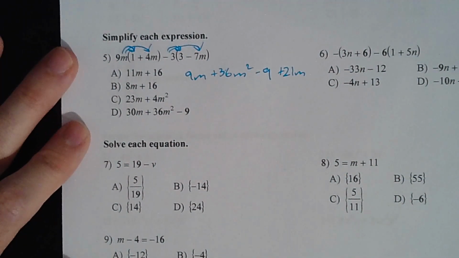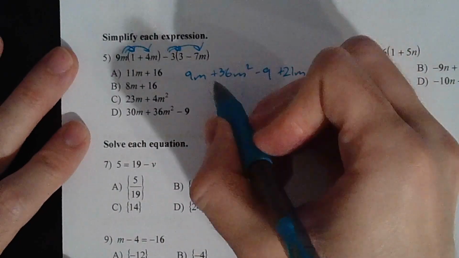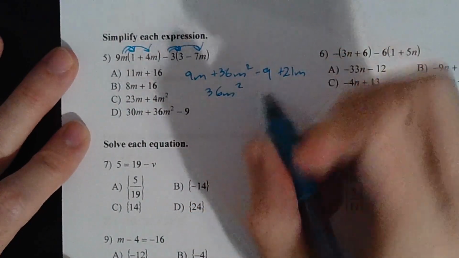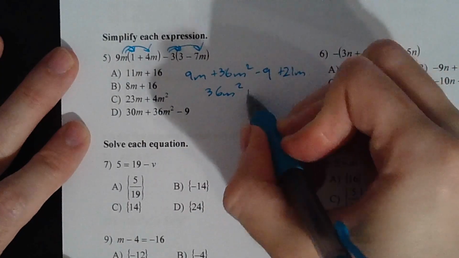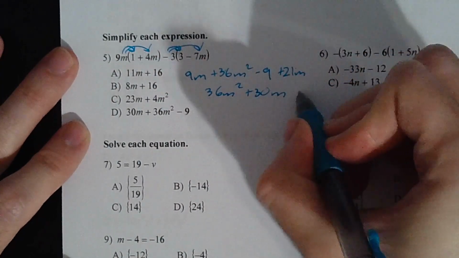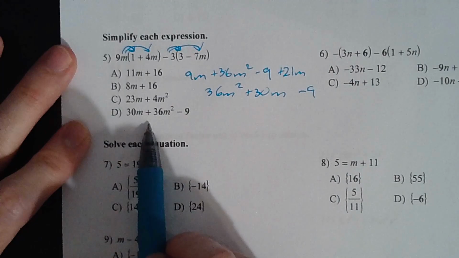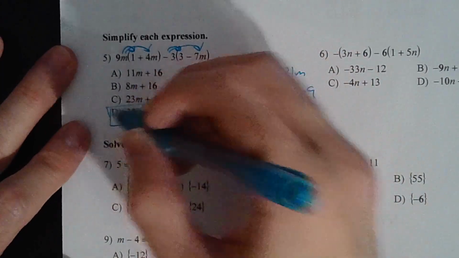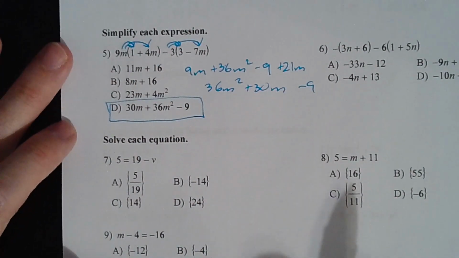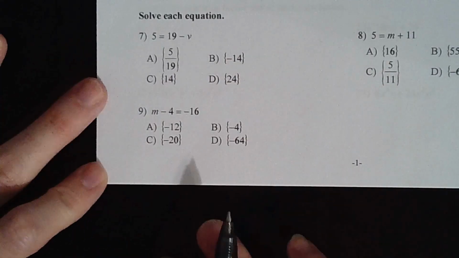And now we just got to add like terms in the correct order. So the first thing to write is that m squared, 36m squared. 9m and 21m is 30m. And then minus 9. I don't know why the answer key has this written in the wrong order, but it was made by a computer, it wasn't made by me. So that's what happens sometimes. Number 7.